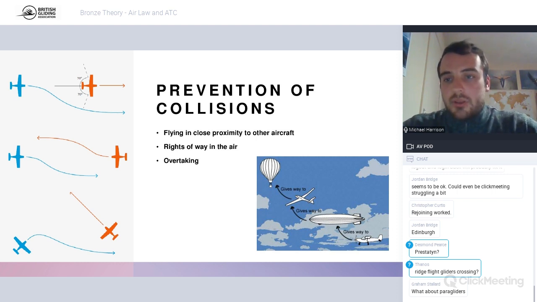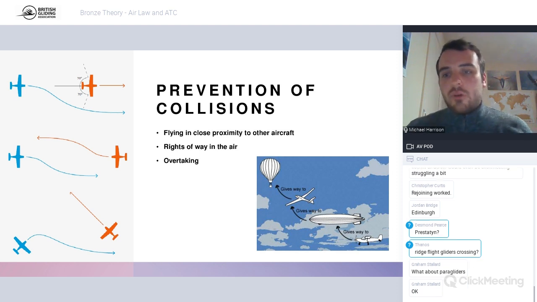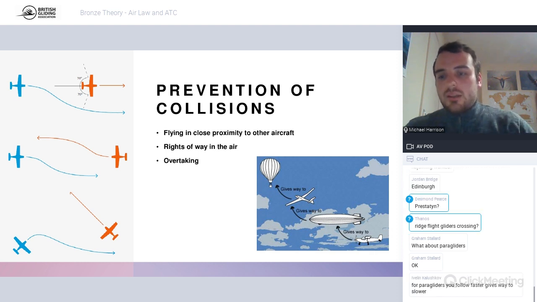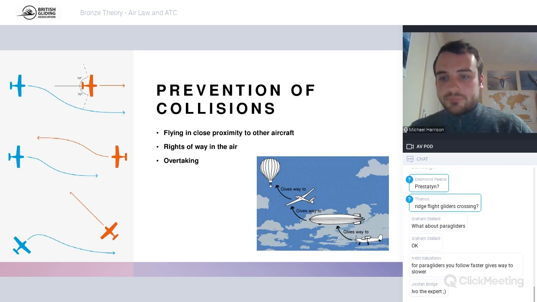Now, I see someone in the comments just asked about paragliders. The law doesn't draw any distinction between types of gliders. So a paraglider and a sailplane are the same in terms of their rights of way. Having said that, a glider does have more of an ability to give way to a paraglider. So I think it would be reasonable to expect a sailplane pilot to give way to a paraglider pilot, particularly if you were on a ridge where the paraglider maybe can't get out of the way that easily.